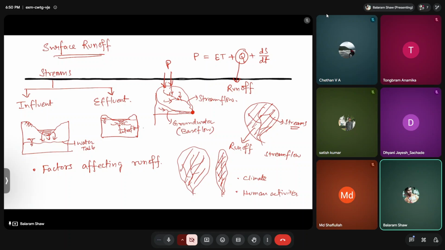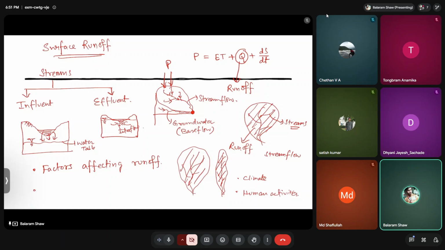more. Okay, so like that, if you change the land use, or if you're doing urbanization, if you're doing diversion of water, if you are constructing some dam, so you are storing water for some time, right? And hence on the downstream side, it might be possible that the surface runoff will be less. Okay, so these are some of the factors on which the runoff depends. Okay, so we have different kinds of flows.